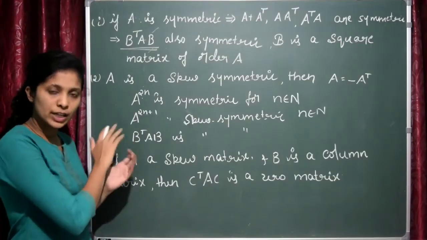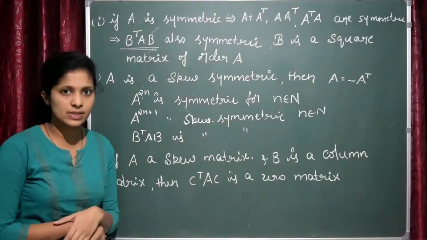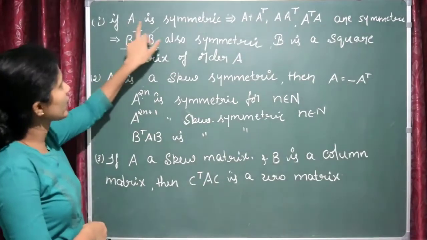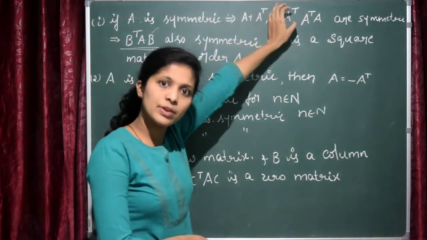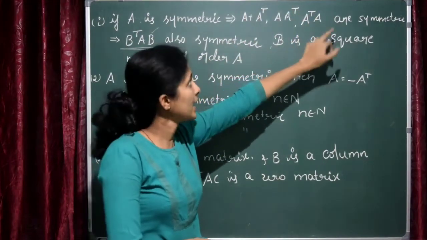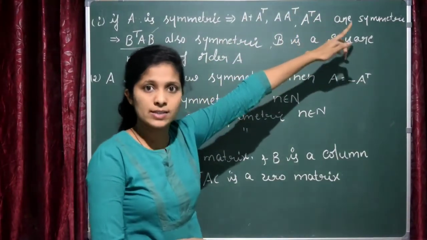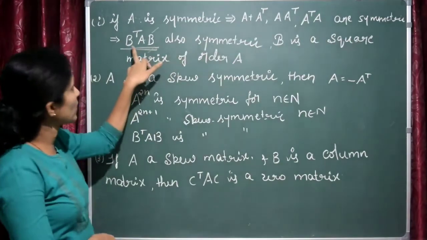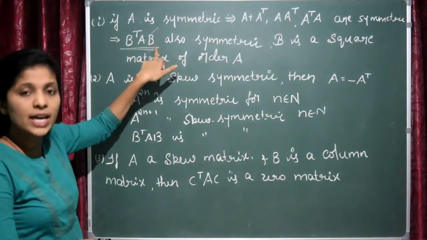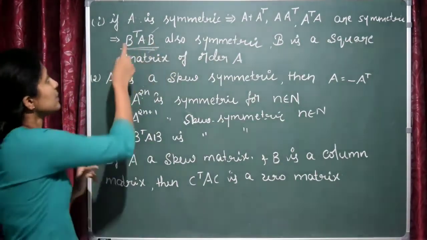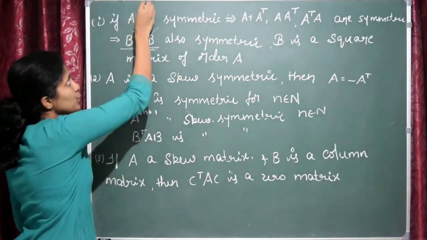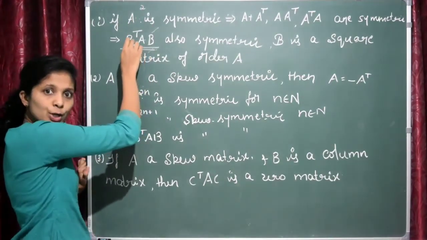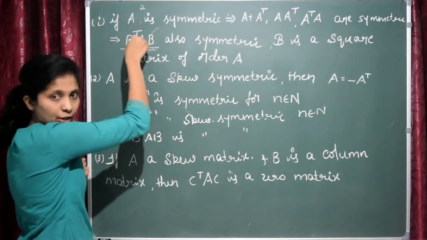Here we have some important properties of symmetric and skew symmetric matrices. If A is a symmetric matrix, then A plus A transpose is also symmetric. A into A transpose and A transpose into A are also symmetric matrices. Next, B transpose A B is also symmetric. Here B is a matrix of the same order: if A is a order 2 matrix, then B should be of order 2. Then it will also be a symmetric matrix.